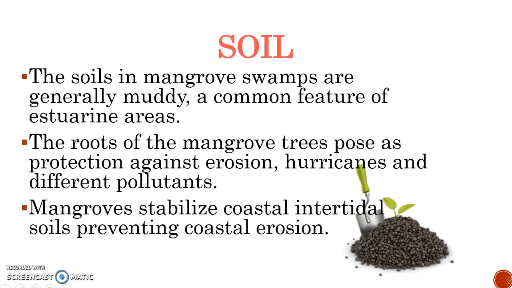Moving on to soil. Soil in mangrove swamps is generally good. It's muddy and has special features that could protect against erosion, hurricanes, and different pollutants. Mangroves stabilize coastal intertidal soils, preventing coastal erosion.